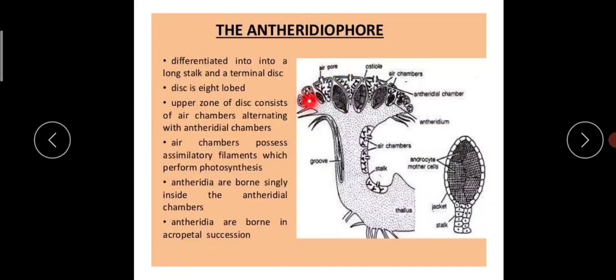And the antheridia are acropetal in succession. That means the older antheridia are found in the central region, and the younger ones towards the tip region. So the development of antheridium starts from the center of the axis, and it proceeds towards the apex of the lobe. So the antheridia arise in acropetal succession.